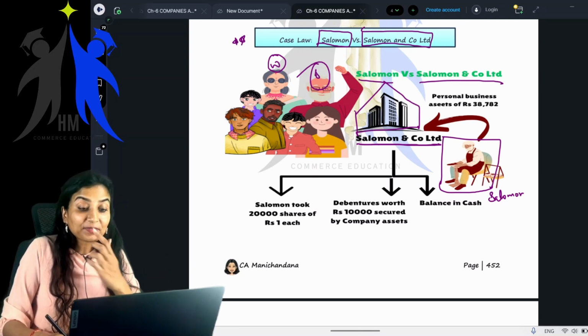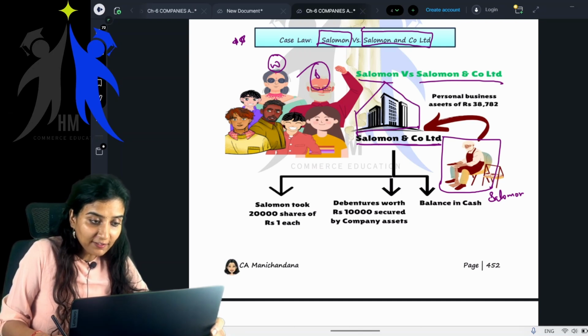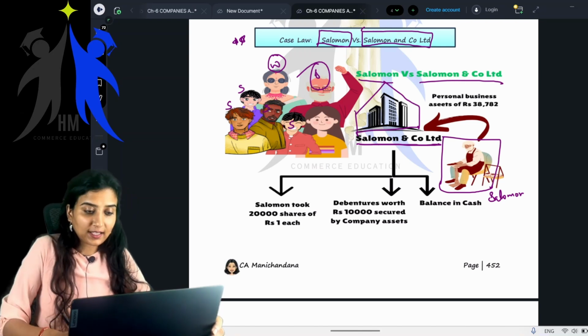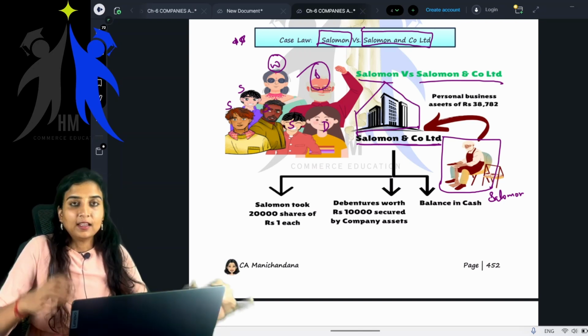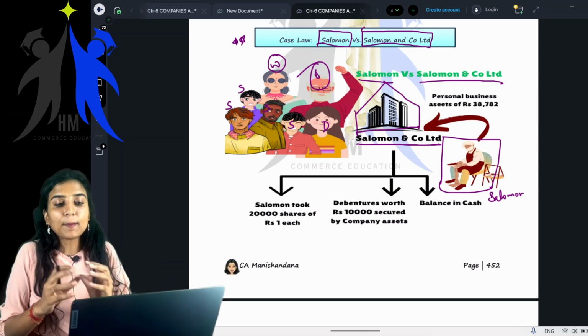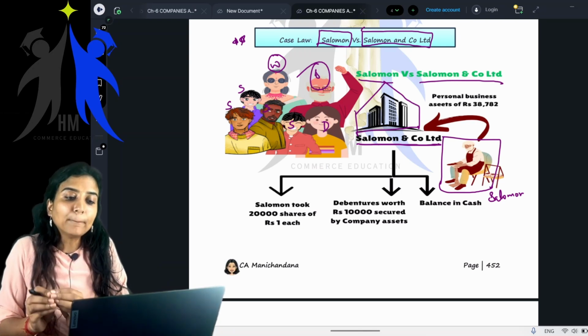Who are all the shareholders? One, Mr. Salomon, his wife, his 4 sons, first son, second son, third son, and the 4th son, and also 1 daughter. His entire family, himself, his wife, 4 sons, and 1 daughter, are the members and shareholders of this particular company, Salomon and Company Limited.